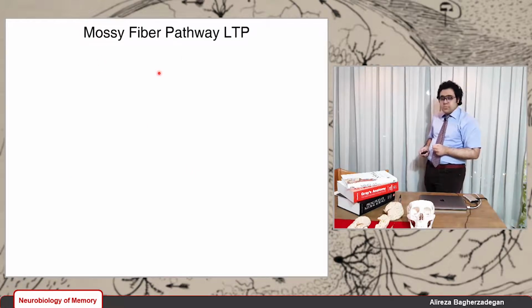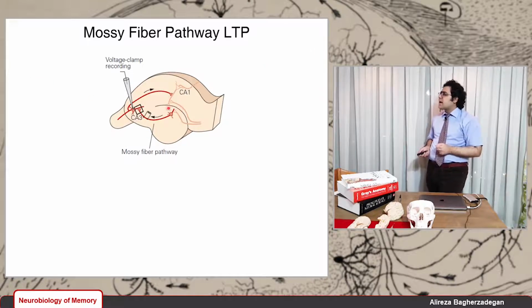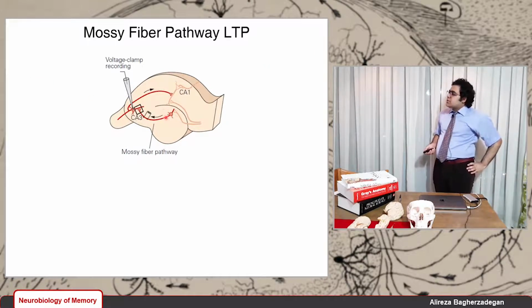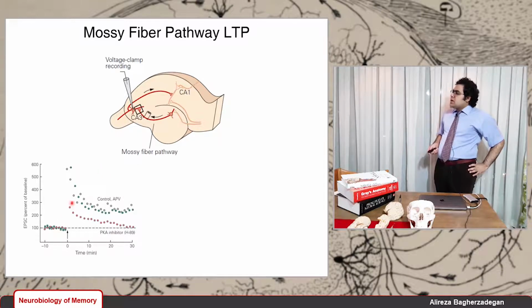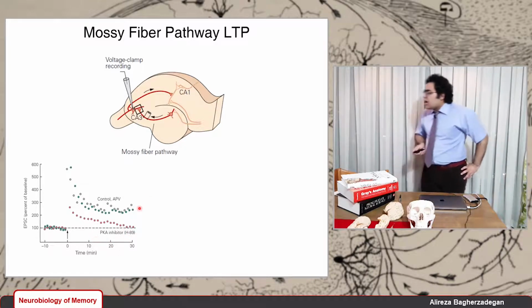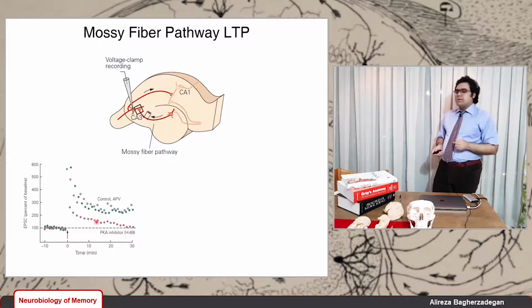The LTP in the Mossy fiber pathway. So the Mossy fiber pathway starts with these granule cells in the dentate gyrus, and they contact the CA3 pyramidal cells. Let's see what happens. When we apply APV, nothing happens. But when we apply a protein kinase A inhibitor, which in this case is H89, a substance inhibiting protein kinase A in the presynaptic cell, we have no LTP.